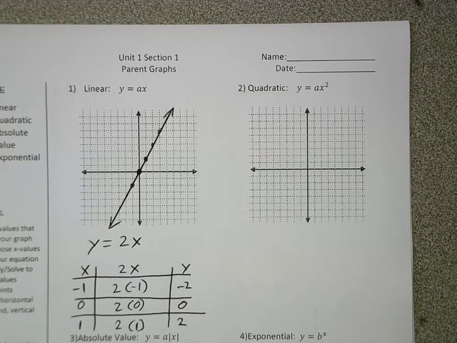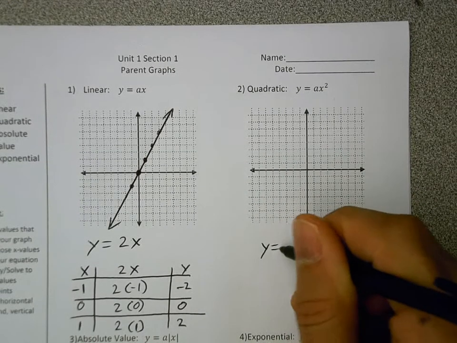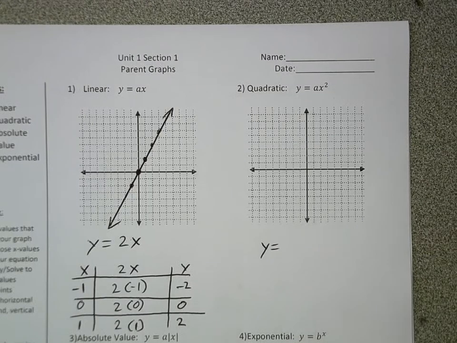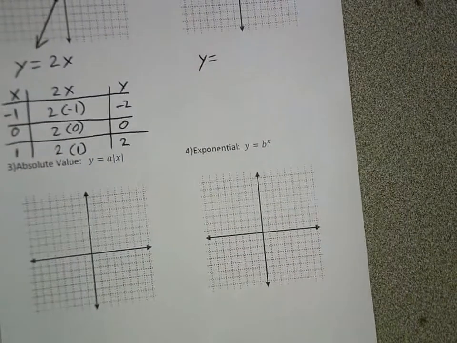But that's not really the slope for this. For a quadratic, you don't have a slope because it's a U shape. It's not a straight line. So instead, we're going to think of that a as kind of the vertical stretch, how quickly it goes up or down. So let's go ahead and graph y equals, how about something a little different than what you're going to get on the actual thing.